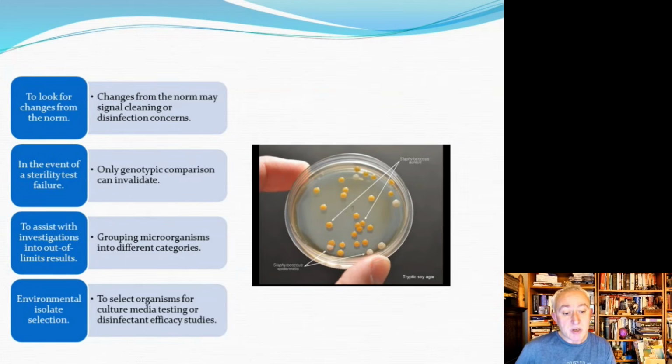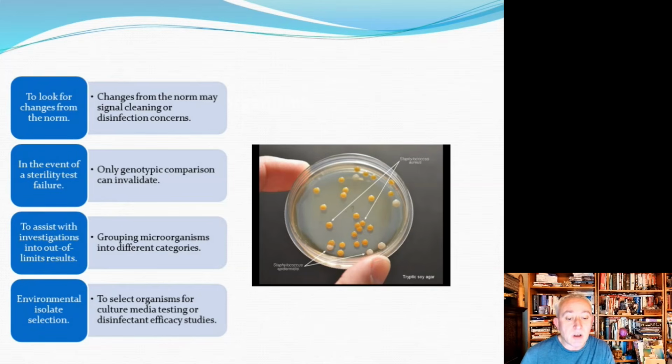So it's important to trend and characterise microorganisms and build up an indicator of what's normal and what isn't normal. So we're looking for changes from the norm. Changes from the norm may signal cleaning or disinfection concerns, gowning controls, introduction of new shifts, maintenance work, all these kinds of factors, all of which we can build in and overlay onto trend charts. We also need to carry out extensive identification if we were, say, to have something like a sterility test failure, and here we need to go down to the genotypic level. Also we can screen microorganisms to help us with investigations and to look into out of limits results.